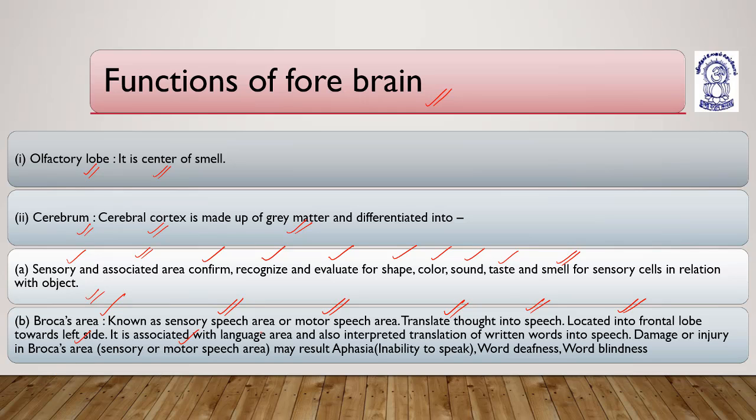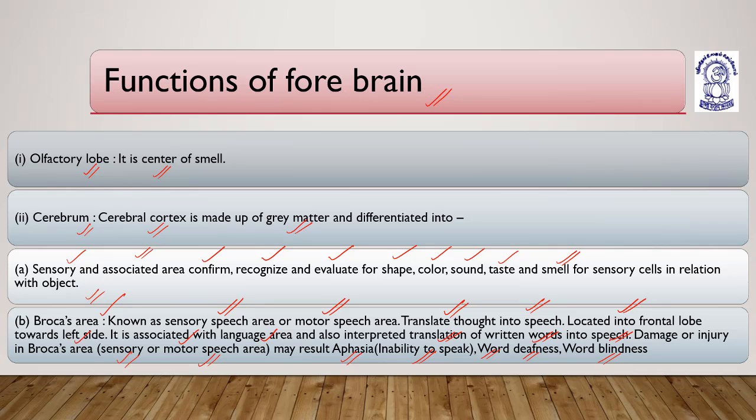It is associated with language, and also helps in the interpretation or the translation of written words into speech. Damage or injury to Broca's area, sensory or motor speech area, may result in aphasia, that is inability to speak, word deafness, and word blindness.